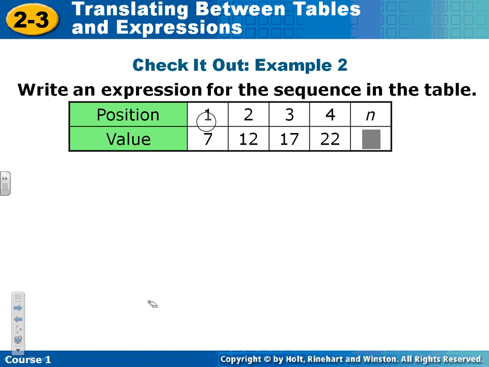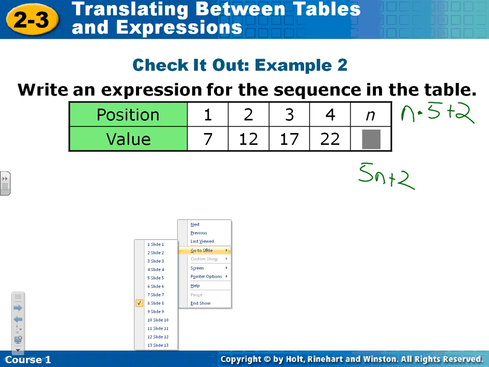So we said it's times 5 plus 2. So it's n times 5 plus 2. Okay, someone shorten that up for me. 5n plus 2. Okay. Next one. This one should be an easy one.